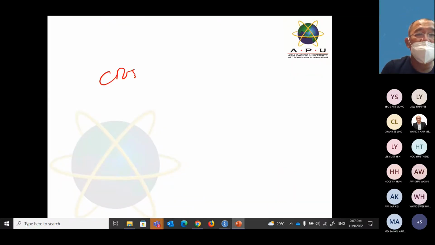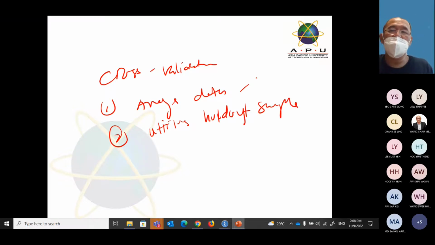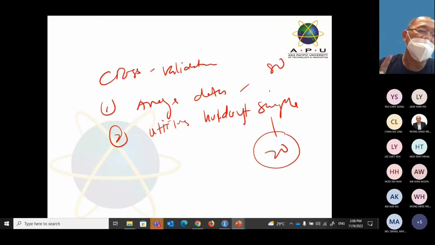Cross validation: step 1, you analyze the data. Second, you utilize the hold-out sample. Can you see? Suppose like this. This is the 80. This is the 20. The 20 is in your sample, but you did not use it in stage 1. You use this 20 in the second stage. Like that.